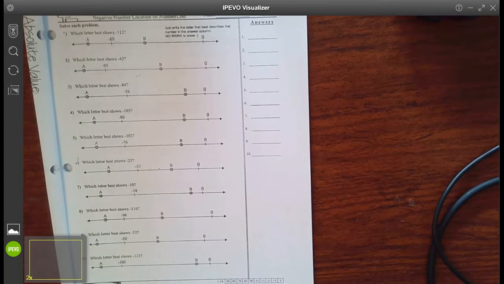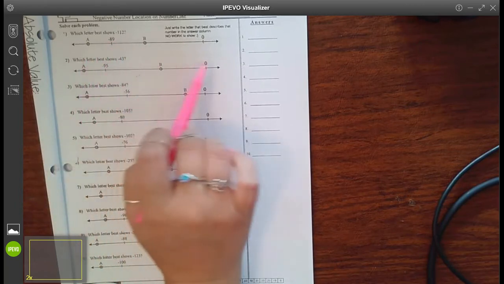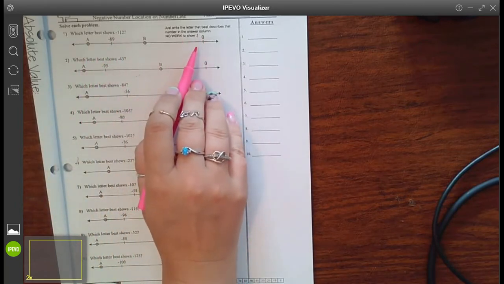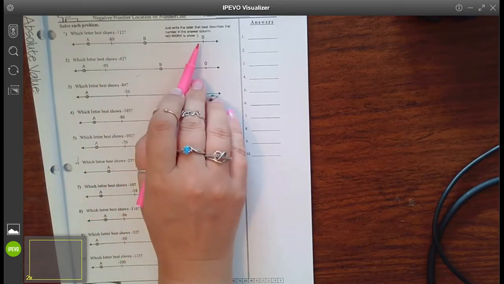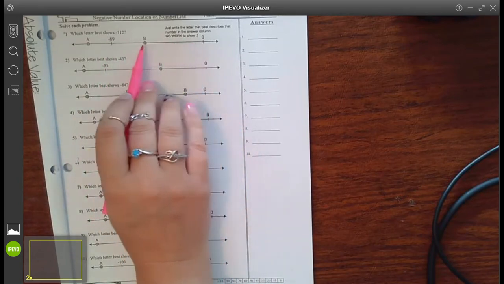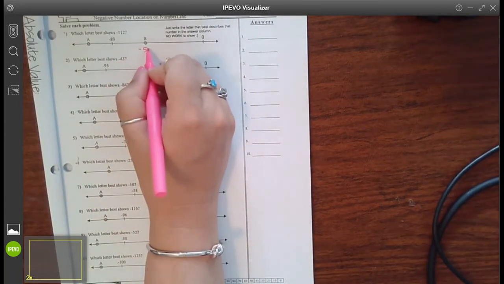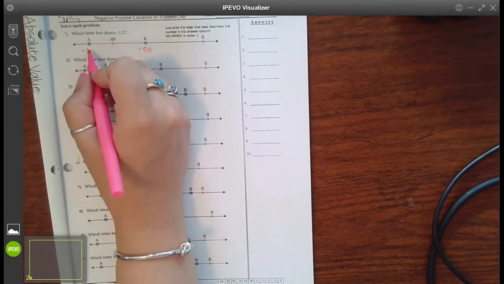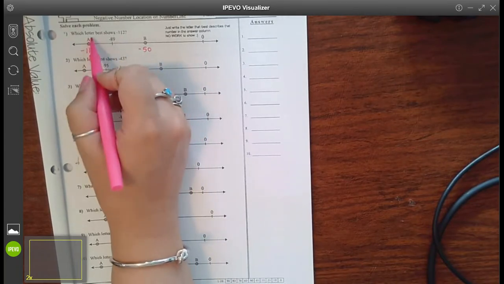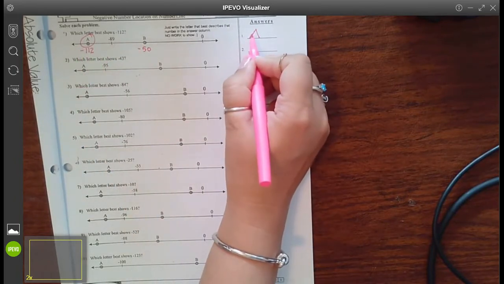Okay, so the first thing is on this side, it wants you to describe which letter best shows negative 112 on this number line. So here's 0, here's negative 89. Between here, it's like negative 1, negative 2, negative 3, all the way to negative 89. So this is probably about negative 50-ish, and then this is about negative 100-ish. So that would probably be the negative 112 here at A. So for number 1, I would say it's closer to A.